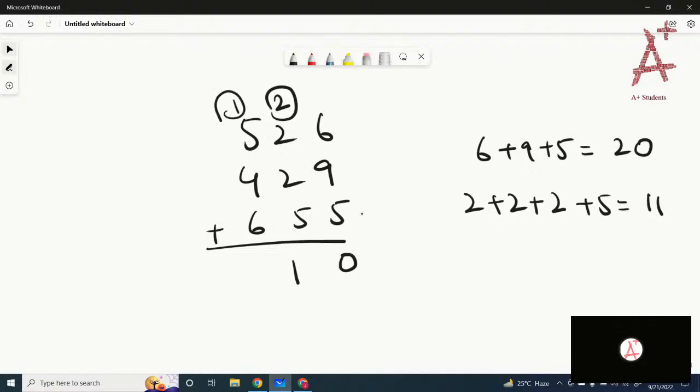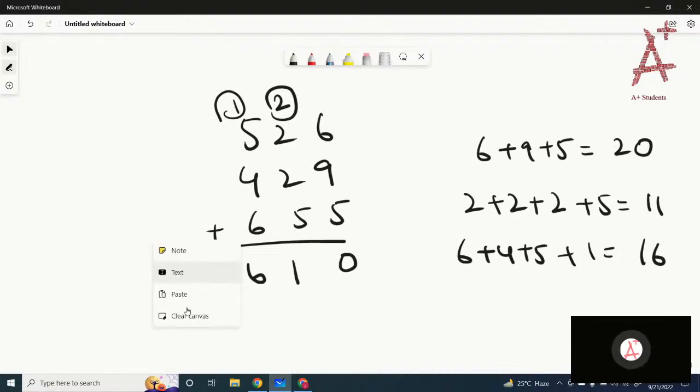So add the digits that are at the hundreds position and the carry as well. So 6 plus 4 makes 10, 10 plus 5 is 15 and 15 plus 1 is 16. So you have to write 16 as it is because we don't have any other digit. So the correct option is 1610. It's the first option and then click on the OK button. Okay, the next one is again add.